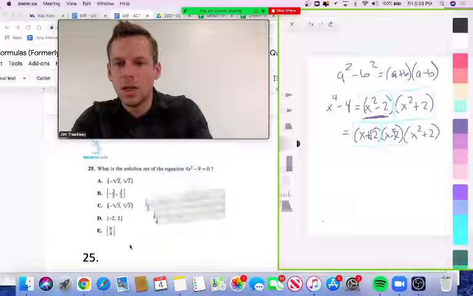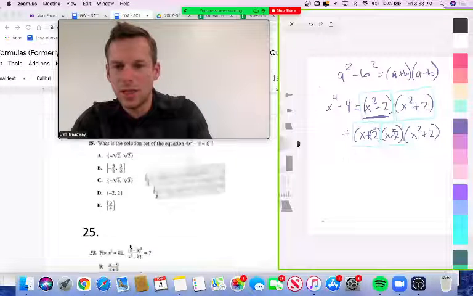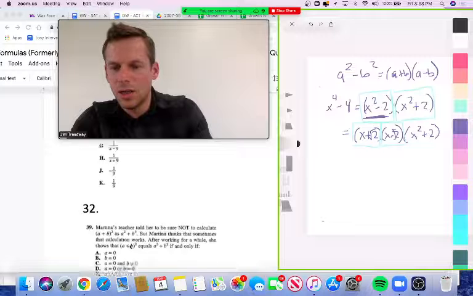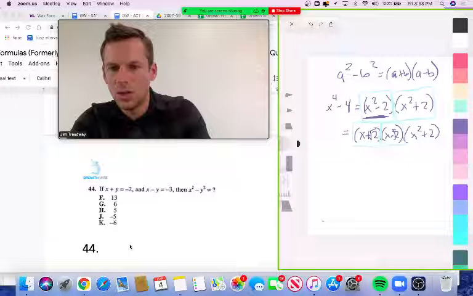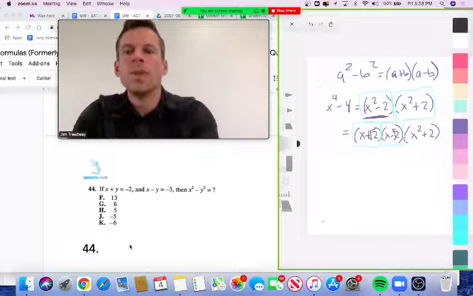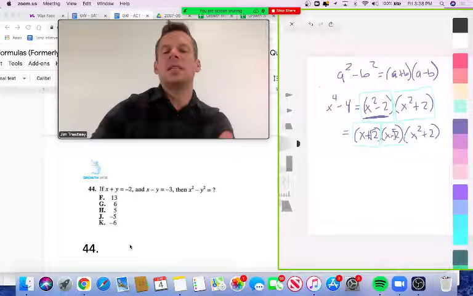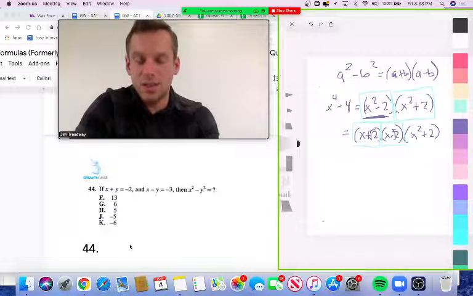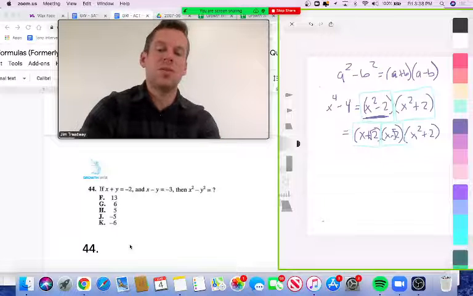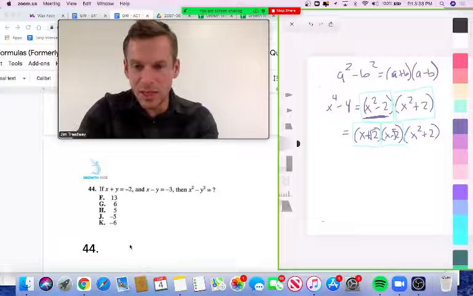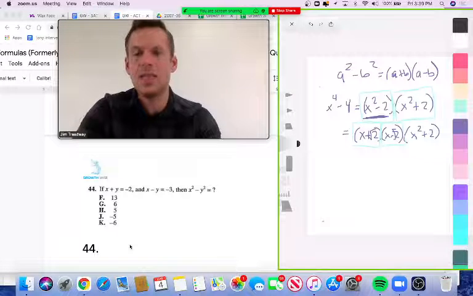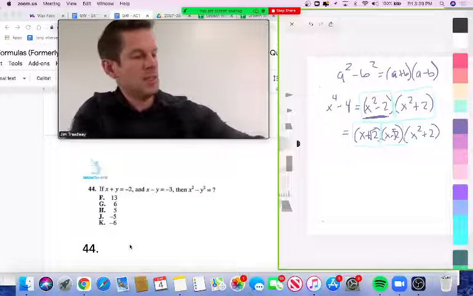And you'll see question 25, same thing. Yeah, you'll see this over and over. So we'll look at 44 really quickly. They ask, what's x squared minus y squared? Well, we know that difference of two squares is going to be x plus y times x minus y. And they told us that x plus y is negative 2 and x minus y is negative 3. So we're going to multiply those two, and we're going to get 6 as the answer. G. All right, so that's the difference of two squares.